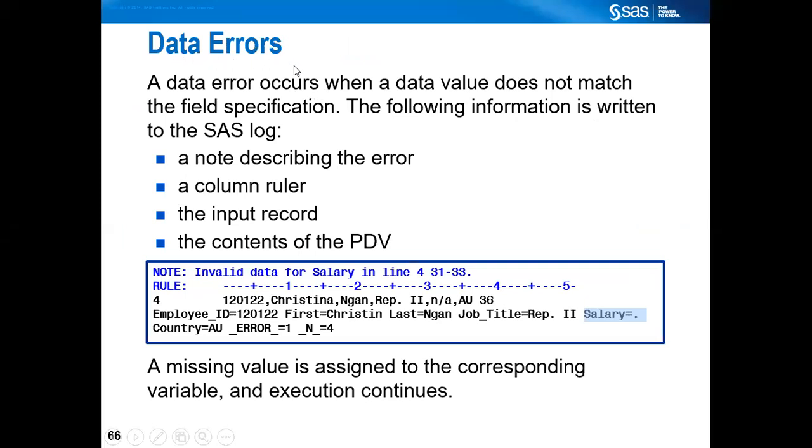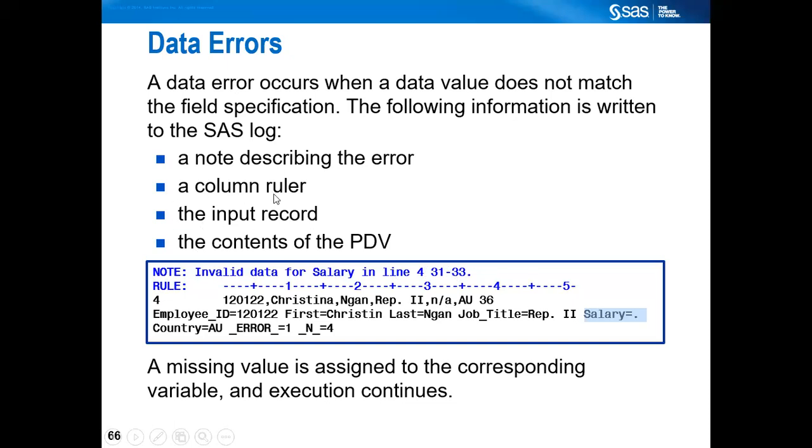So when a data error occurs, what happens? Data error occurs when a data value does not match the field specification. Because in our input, we have given salary as numeric, but the data is character. So the instructions here are not matching as per the data. Hence, the data error occurred and you get the log message. First and foremost, the log immediately writes the note telling invalid data for salary in line number 4 from this column to this column.